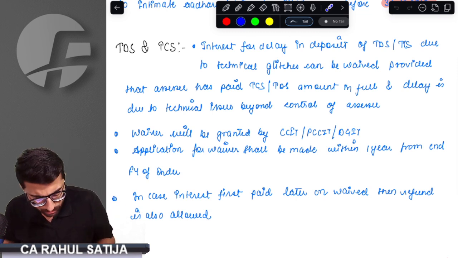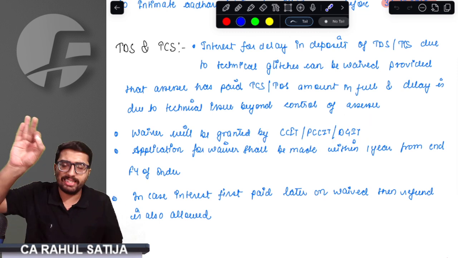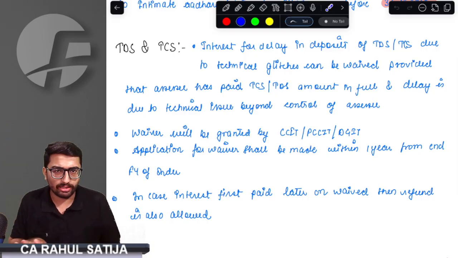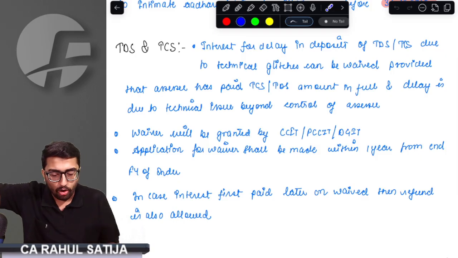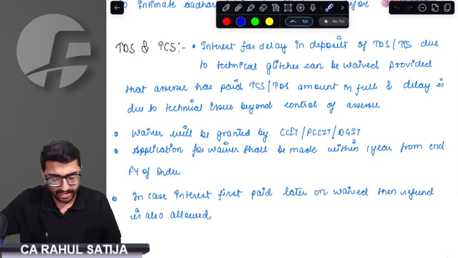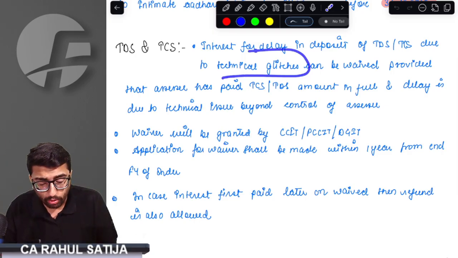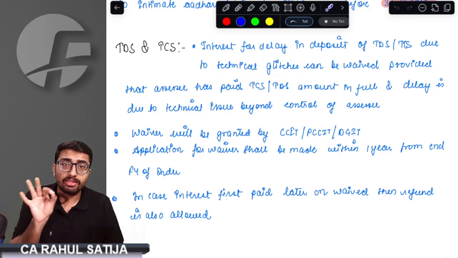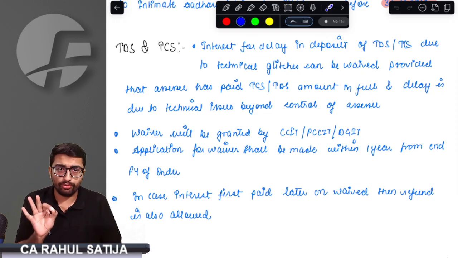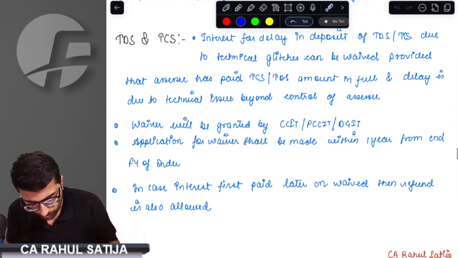Where to seek waiver? Sir, you can go to CIT, PCIT, CCIT, and DGIT. You can go to these authorities. What is the threshold for which authority? That has not been mentioned. The only thing mentioned here is that you can go to CCIT, PDGIT, DGIT, these higher authorities for waiver. But you can only go for waiver if there are technical glitches. If the mistake or interest is on account of technical glitches, then only you can go to these authorities. Otherwise, you cannot go. Got it, sir.